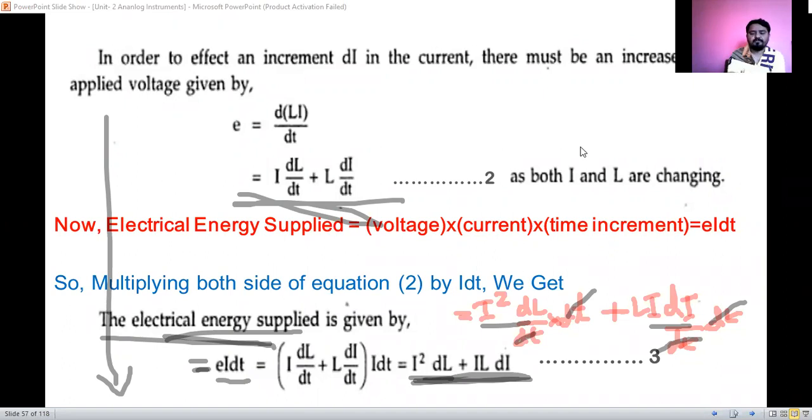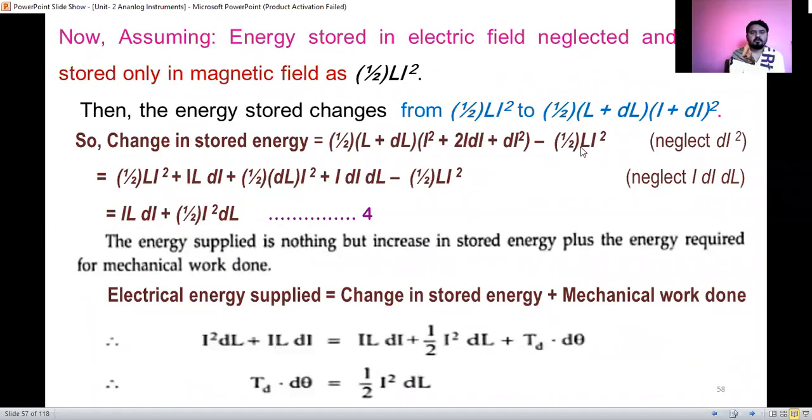Next, what we will do? Now we have to identify the stored energy. Assume that the energy stored in the electrical field is neglected. Electrical field means whatever electric field is there in the conductor and all the things, that is neglected. But energy stored in the magnetic field we are considering here. So only the electromagnetic effect is operating, in a moving iron instrument.